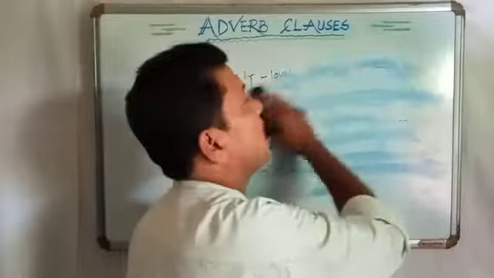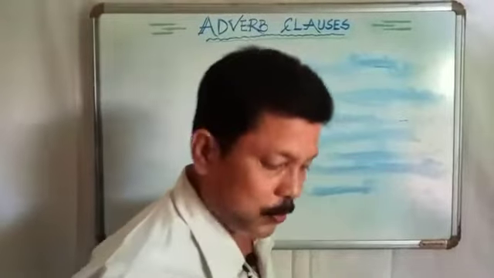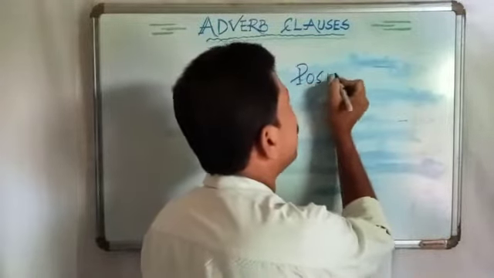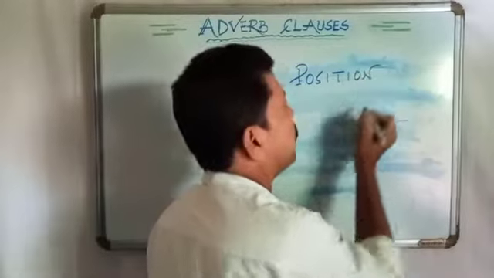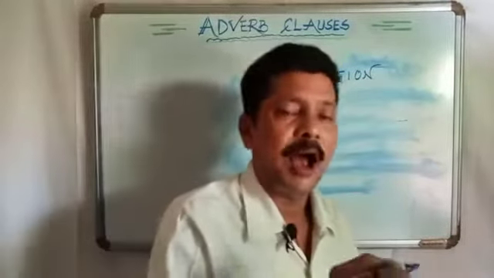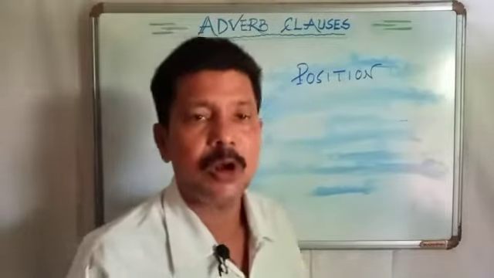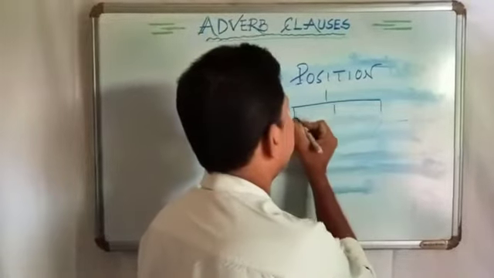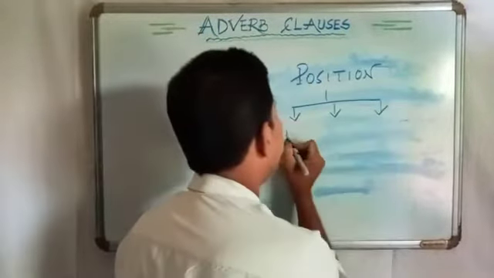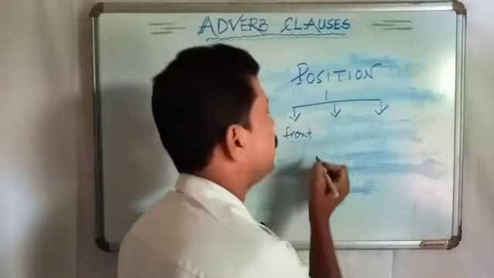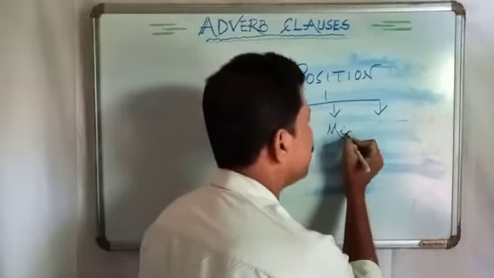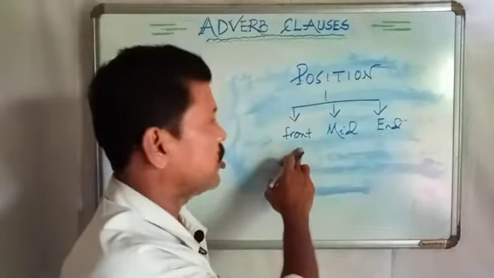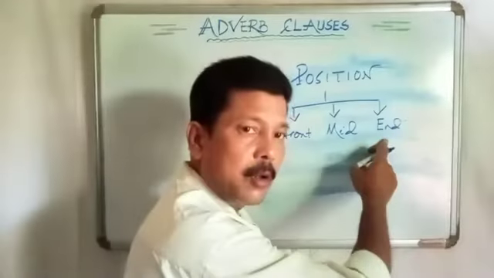And the position of an adverb. The position of adverb, it is called the position. I have told you, an adverb can occur in three positions. One is front position, another is mid position, and the final position is end. In Odia: adya, madhya and pranta.